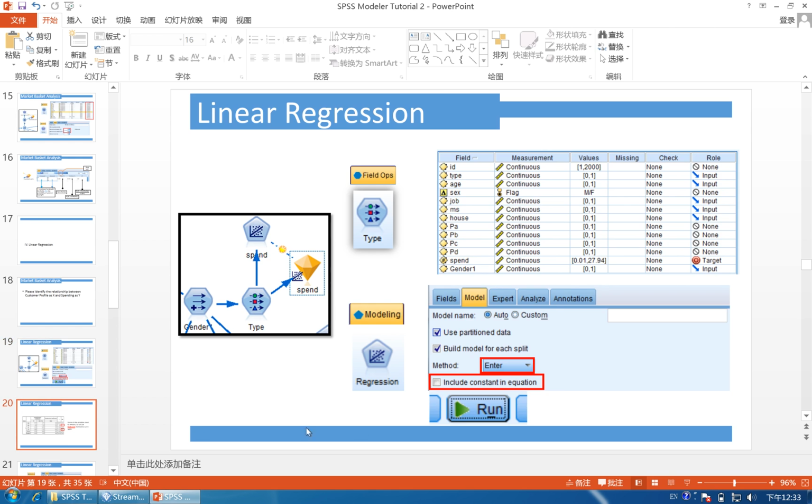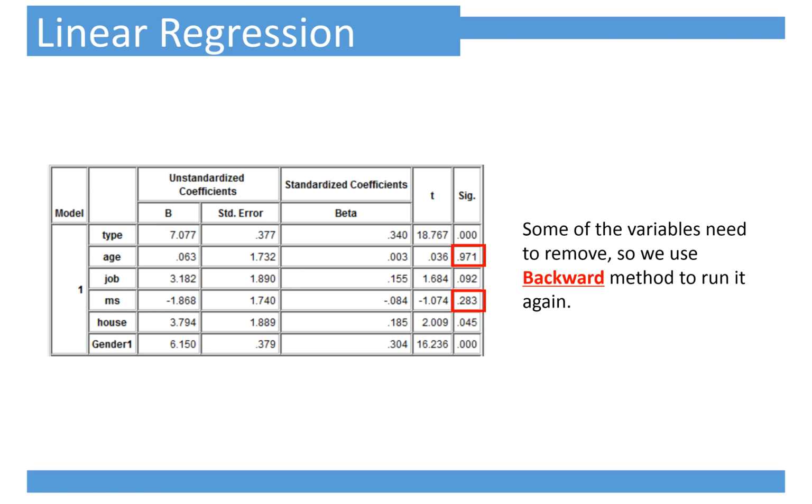We can go to the SPSS model to see it's the same. So we can find the result here, but for the significance, we can say house is almost 1 and MS is 0.2, about 0.3. It is too high. It's higher than the probability of 0.1. So we are going to use a better model to do it. We are going to use the backward method to run it again.